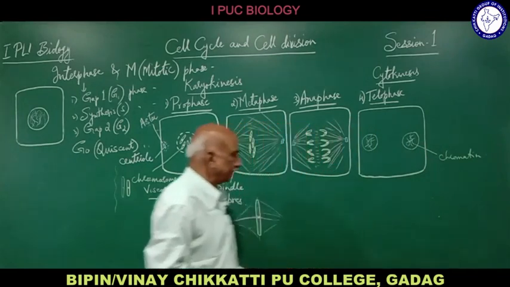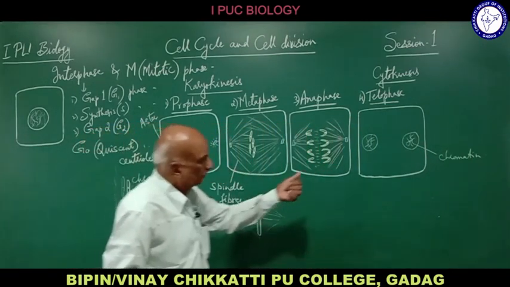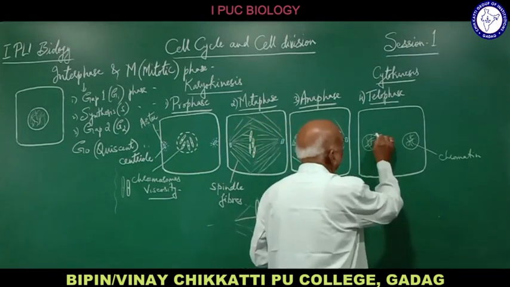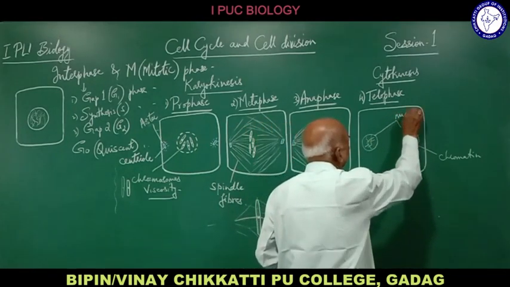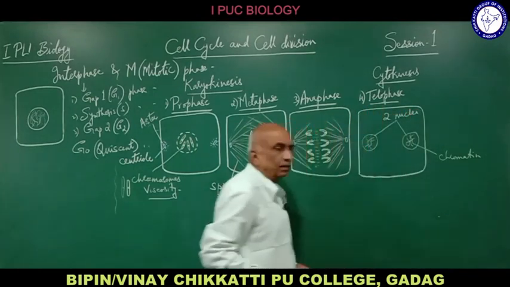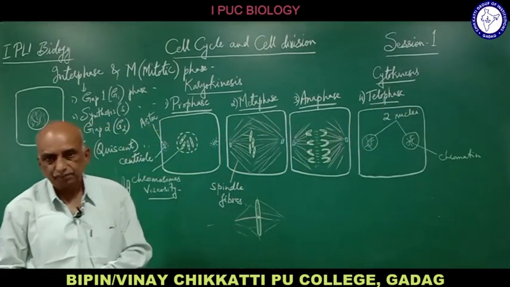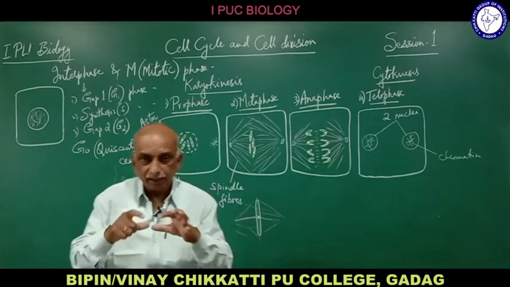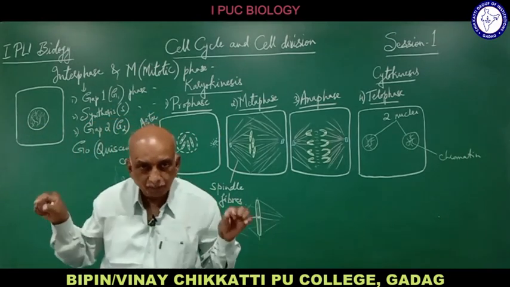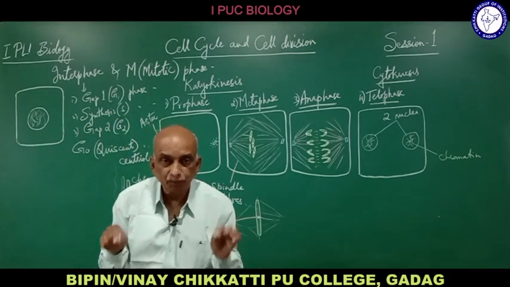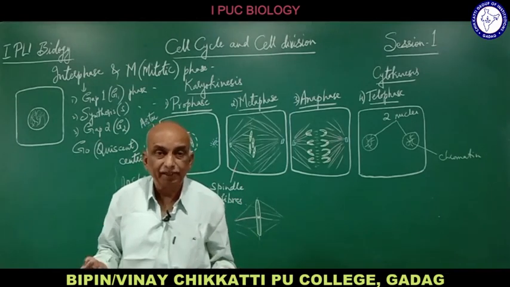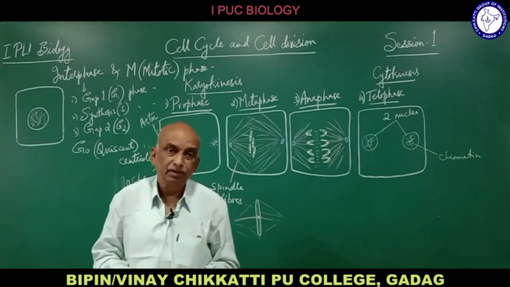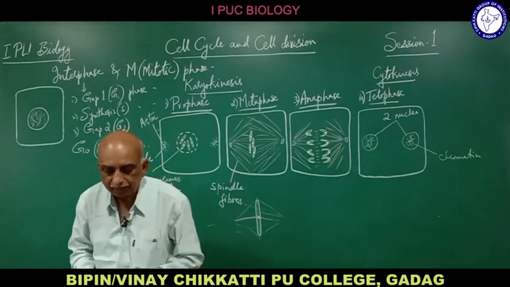So this is the chromatin, and two nuclei are formed. So here these are the two nuclei which are formed in this. That is telophase. So after anaphase, the chromosomes which are in two groups reach the opposite poles. The chromosomes decondense to form chromatin. They lose their normal structure, they lose their individual nature, and then they become chromatin.